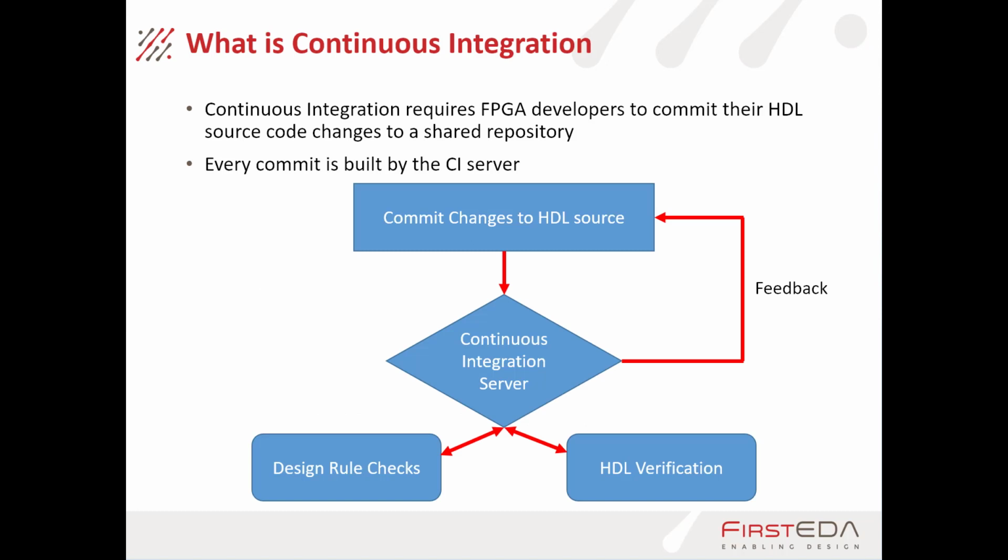So what is continuous integration? We've really described most of what's happening with our continuous integration server, but the idea being that we can see here we commit changes to our HDL source to our revision control system. Now that could be SVN, or it could be Git, or a number of other popular revision control systems. That code is then checked out by the integration server, and we can run a number of tests. Now here I've highlighted running design rule checks on the code and then running HDL verification. We could do further processes like synthesis and implementation.